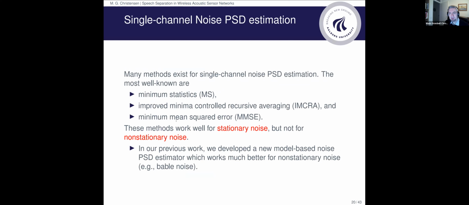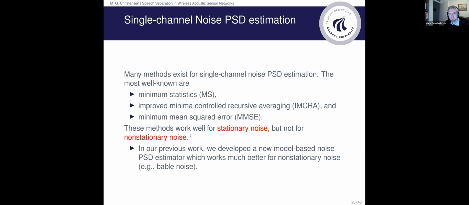So many methods now exist for single-channel noise power spectral density estimation, and perhaps the most well-known ones are minimum statistics, dating back 25 years, the IMCRA method and the MMSE methods, all of them well-tested and well-known to anybody working on these problems here. The thing about these methods is that they work really well for stationary noise, and they're very simple, but you can also very easily see that they perform quite poorly for non-stationary noise.